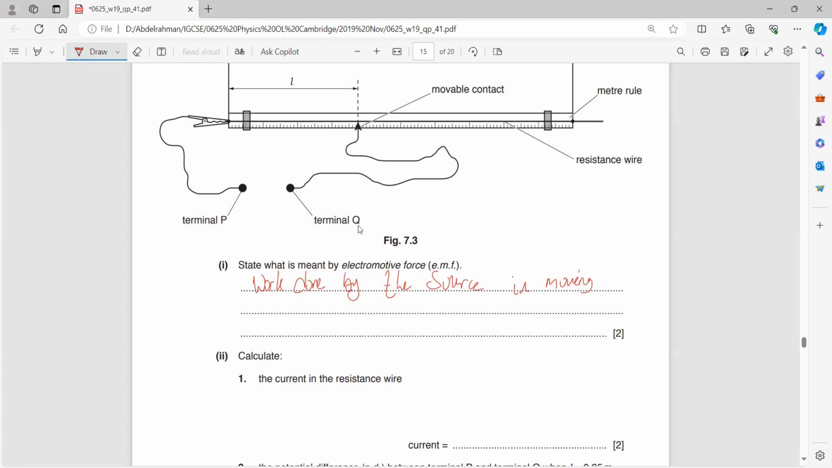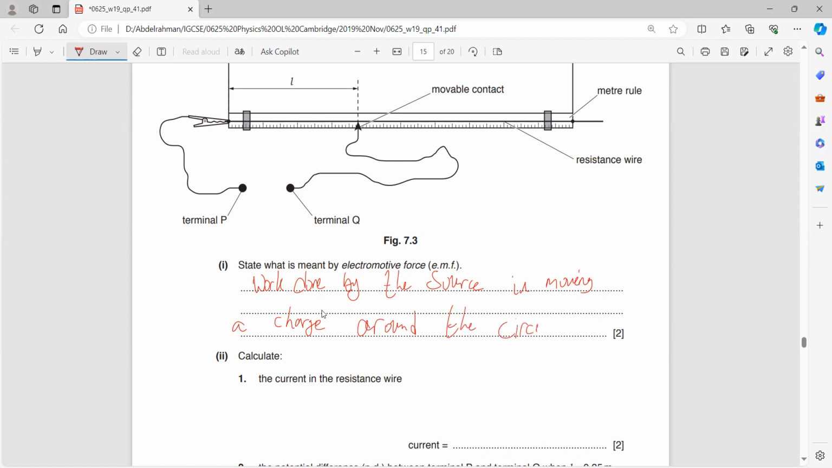Okay, in moving a charge around the circuit. يعني دلوقتي انا معايا charge. اللي بيحصل في الشارج دي، احنا هنمشي بيها، it should move around the circuit. In moving a charge around the circuit.